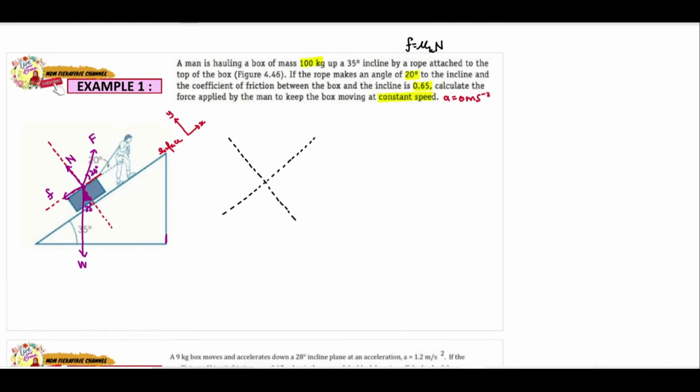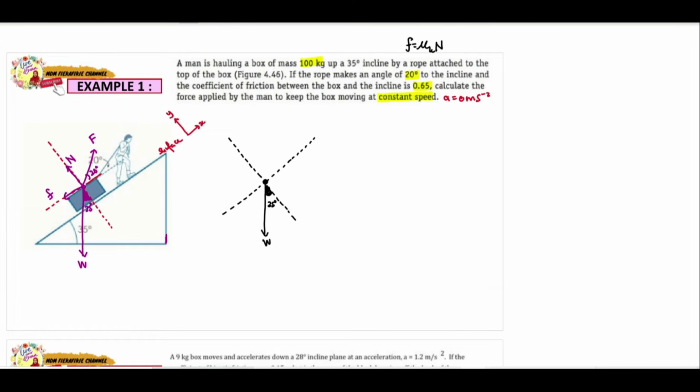Okay. So, this is X-axis and Y-axis. So, here the dots will represent the object. So, as weight is downward, straightly downward. Okay. And this is 35 degree here.